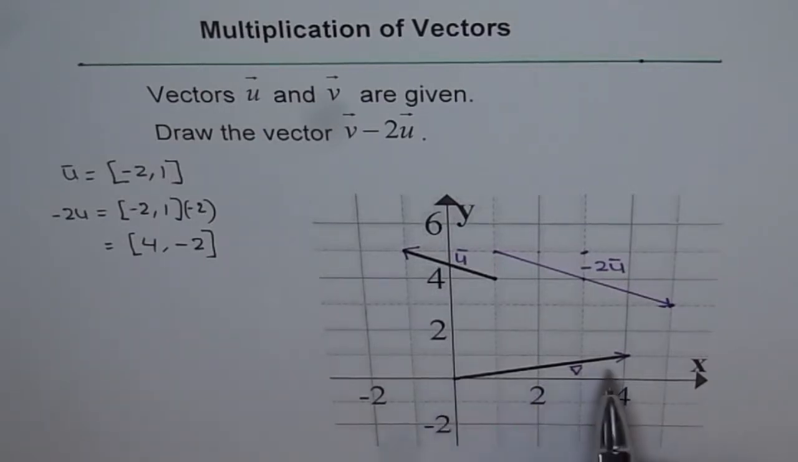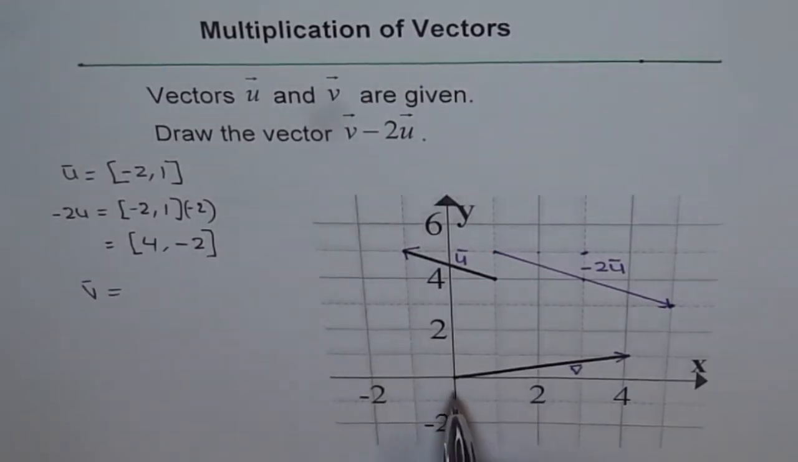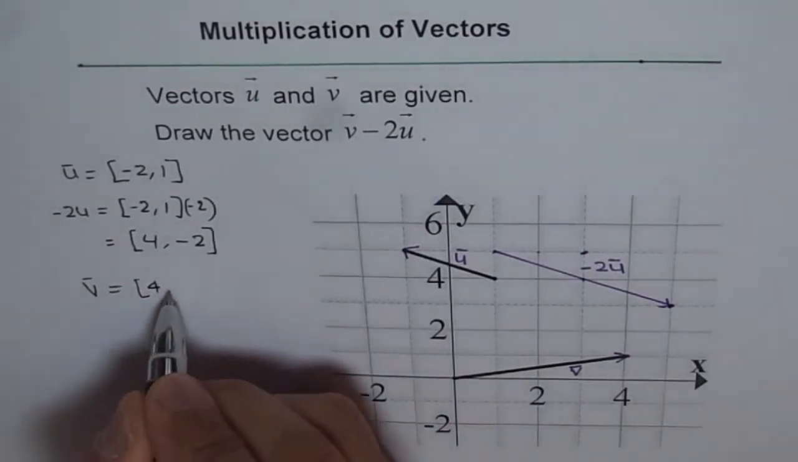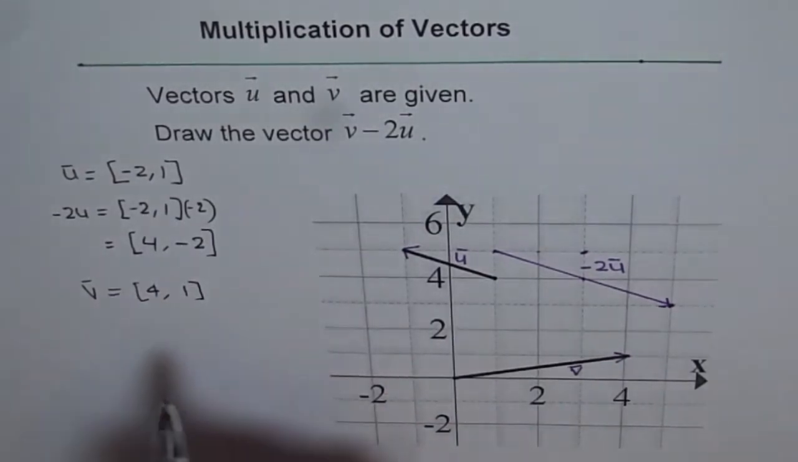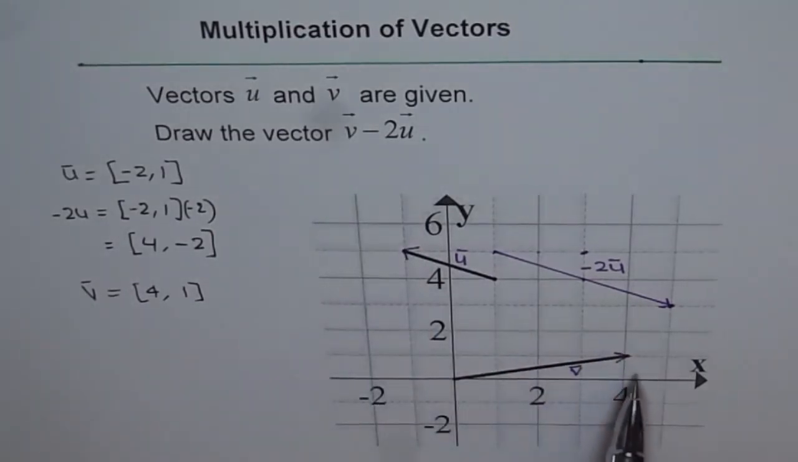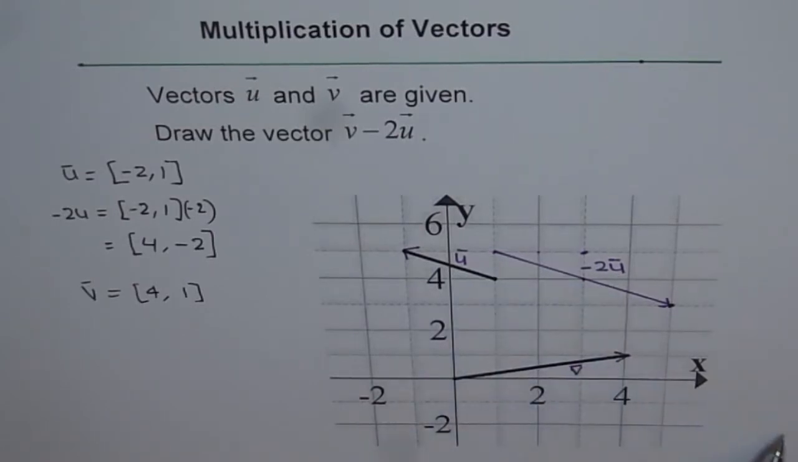Now vector v is already given to us, and vector v is 4 and 1. So that is my vector v, right? So if you have to draw vector v and minus 2u, then at the head of this vector v, I can place the tail of minus 2u, and then draw it. And I get my vector v minus 2u, right?